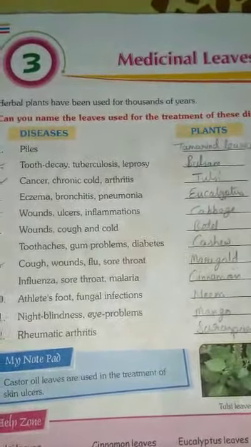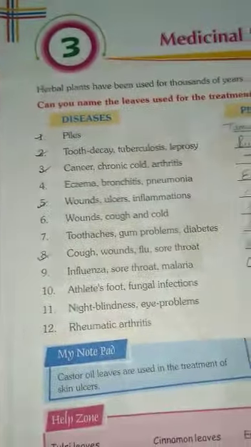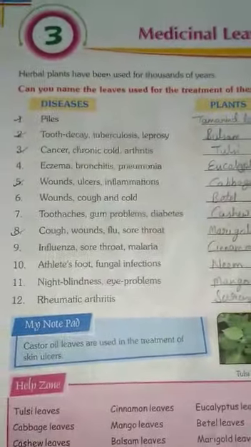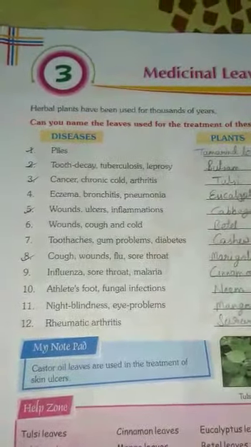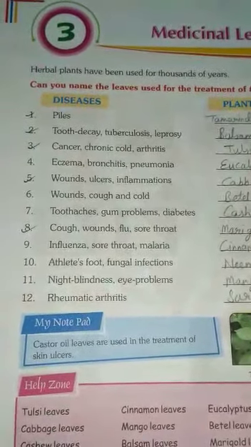Okay, now first one is piles. Piles is the disease, and which plant is required? Tamarind leaves. What is tamarind leaves? In Hindi what will we say? Tamarind leaves, imli ka ped. Okay, now tooth decay, tuberculosis, leprosy, balsam, balsam ka paudha. What do we call balsam in Hindi? Balsam ka paudha.